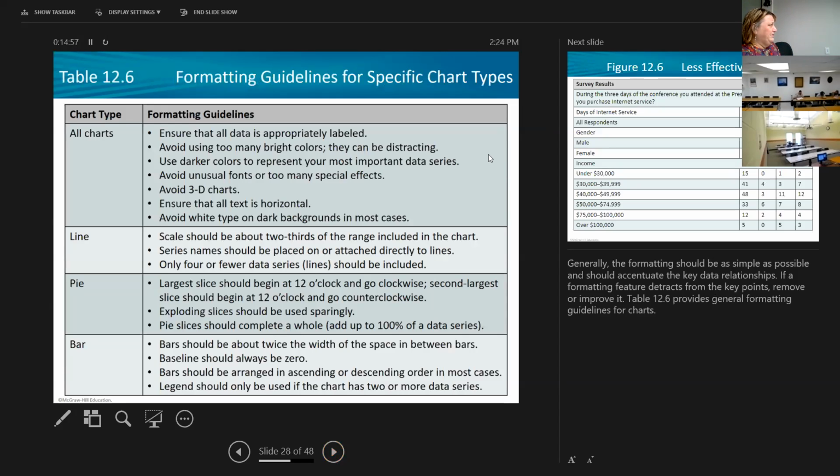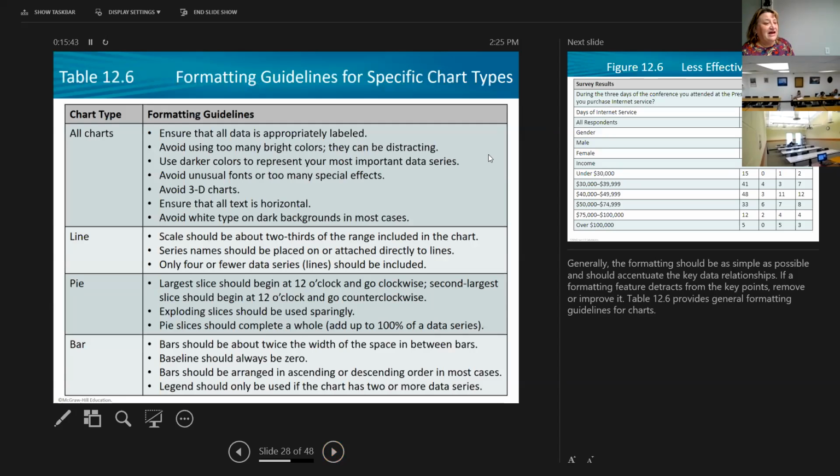3D charts are hard for people to process, so avoid those. Make sure all your text is horizontal. You don't want your reader to have to be turning the page sideways just to see what a particular line is because the type is vertical. Avoid white type on dark backgrounds. Those don't copy very well. They aren't clear sometimes. You have to realize that not everybody can actually even read that type. There are people with visual problems that make it difficult for them to read white type on a dark background.